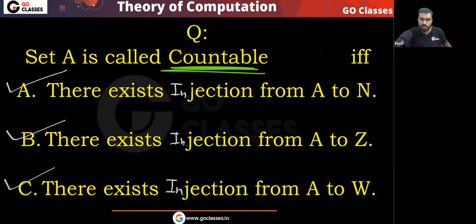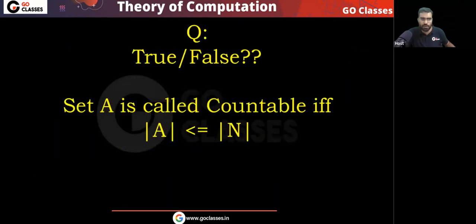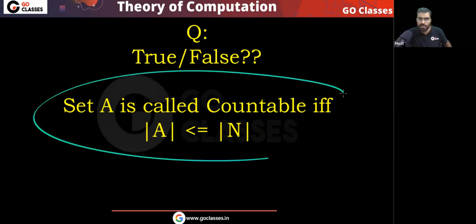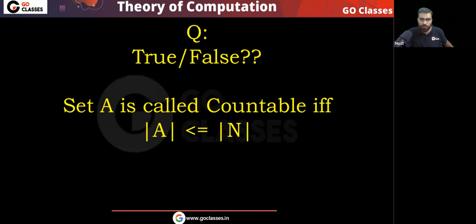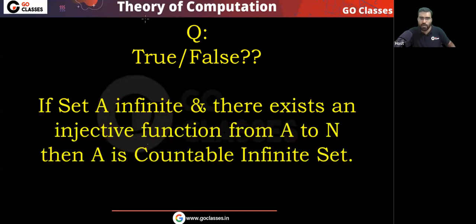Okay, so now let's move on. Tell me the answer for this question quickly. Is this true or false? Set A is countable if and only if set A cardinality is less than or equal to set N cardinality. Yes, this is true. Okay. What about this statement? Is this true or false?